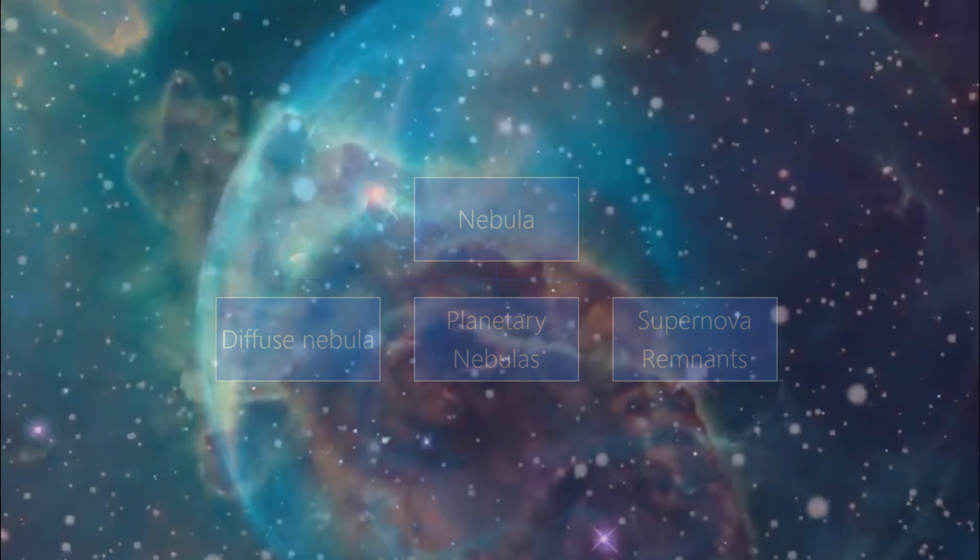Emission nebulas, like the Orion nebula, are clouds of high temperature gas. The atoms in the clouds are energized by the ultraviolet light from a nearby star and emit radiation as they fall back into lower energy states. These nebulas are usually red because hydrogen, the most common gas in the universe, mostly emits red light.